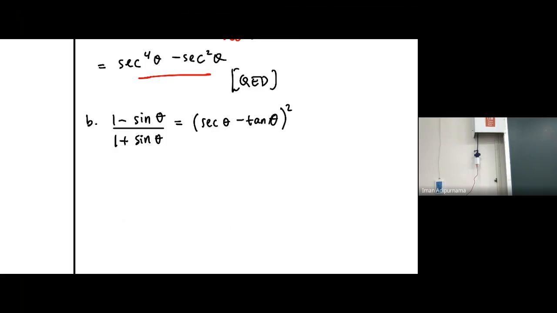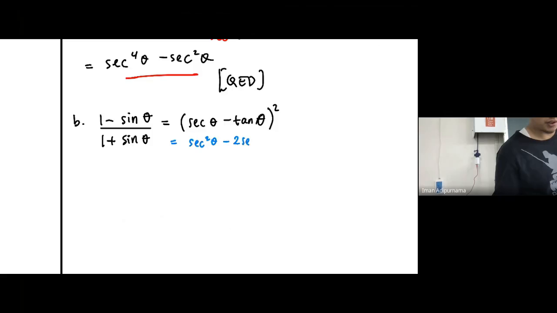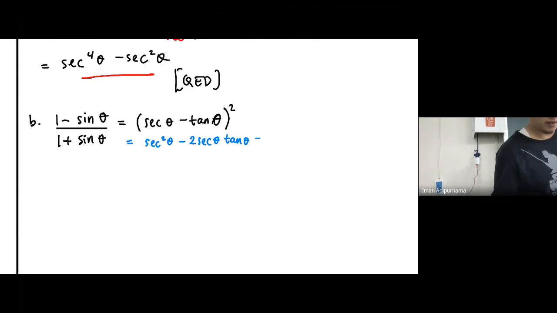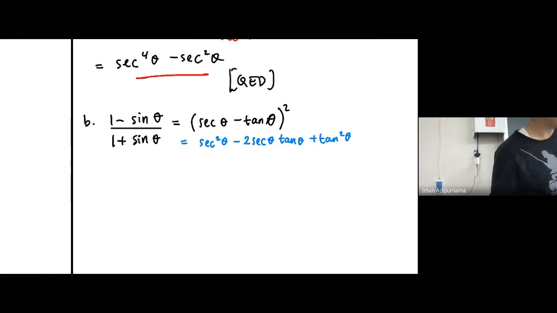How about this one? Where will you start? I think left or right should be the same. Let me expand this first, to give more idea. The secant squared minus 2 secant theta tangent theta plus tangent squared theta.